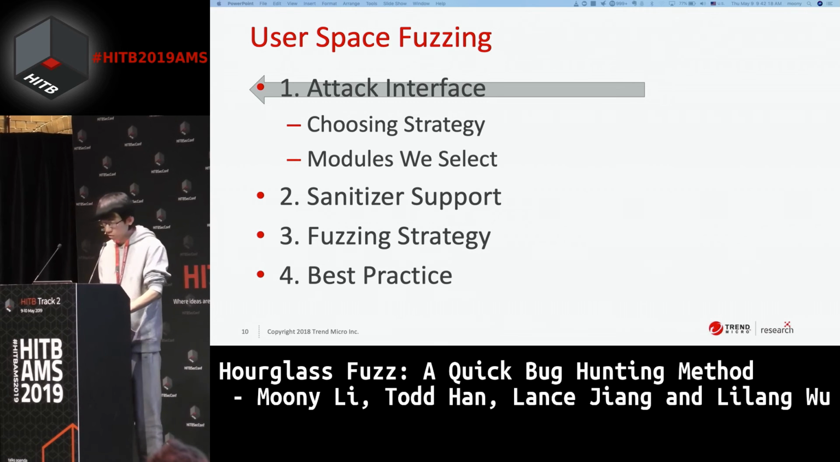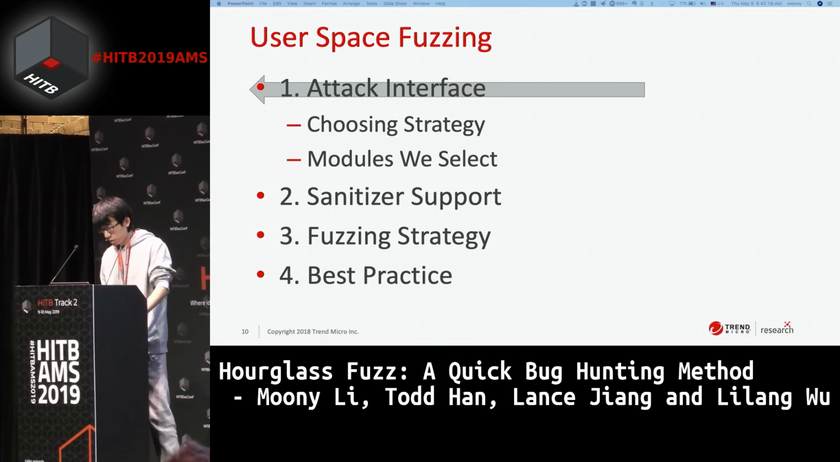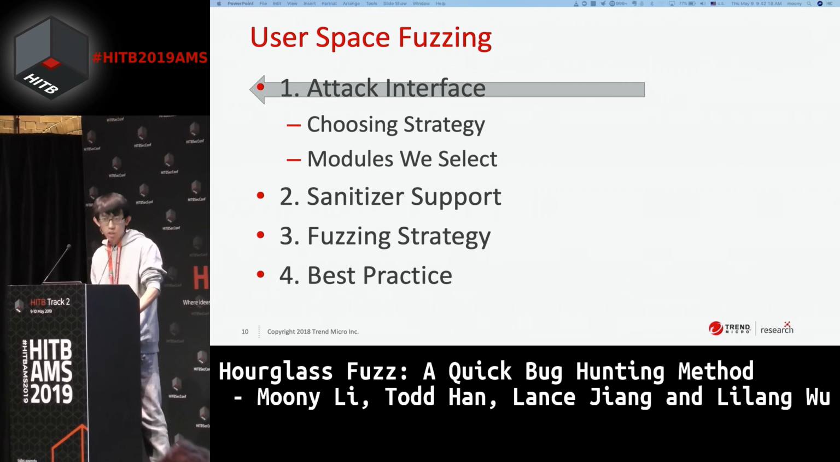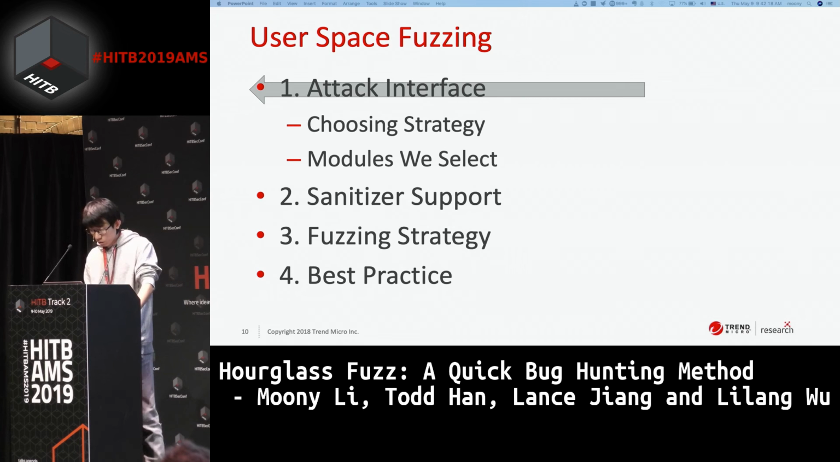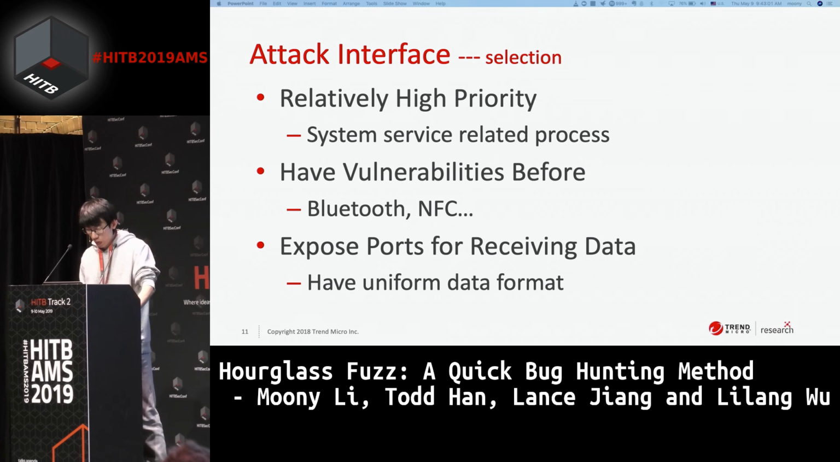In the user space fuzzing part, we will talk about four parts, including the strategy of selecting attack interfaces, enabling the Sanitizer support, the fuzzing strategy, and some practice in our implementation. First is how we select the attack interfaces.